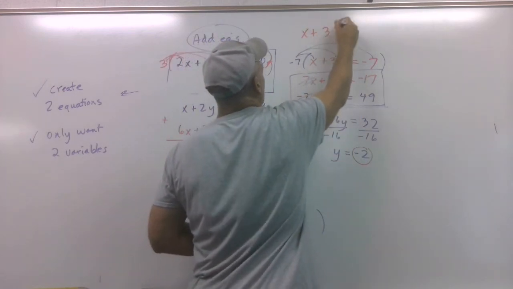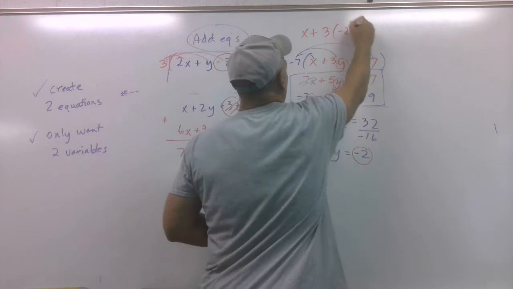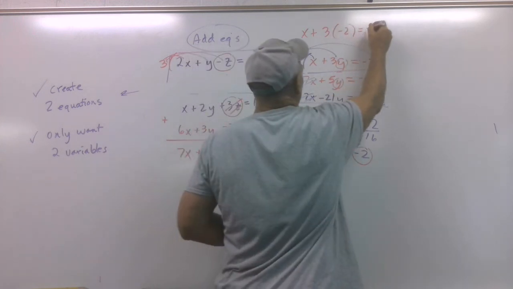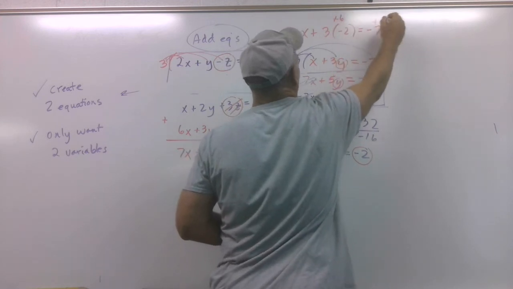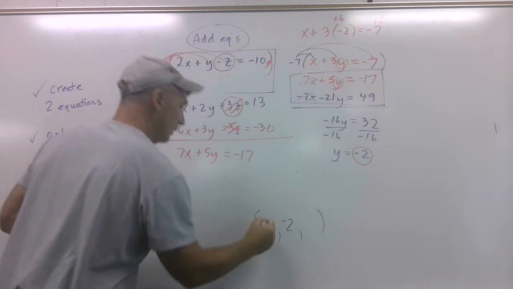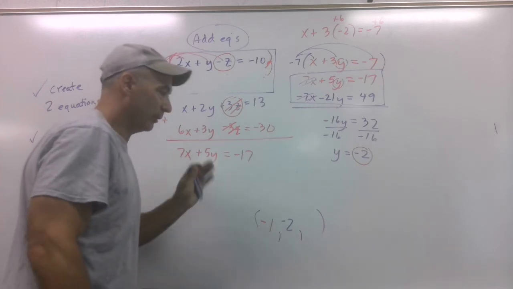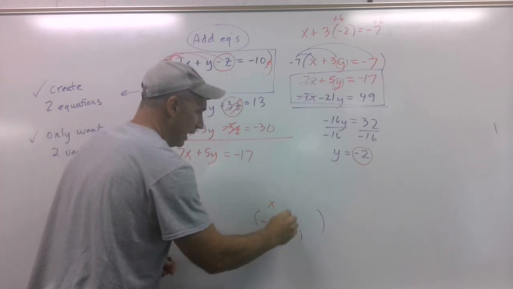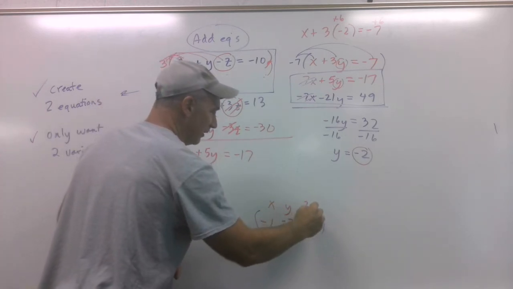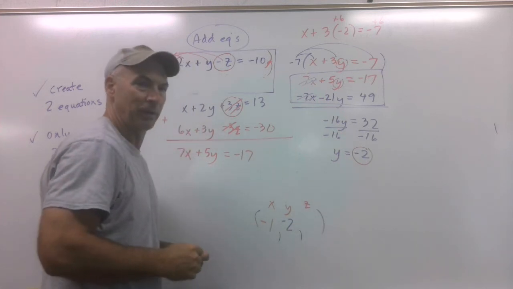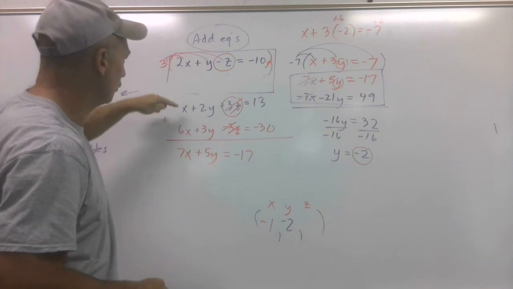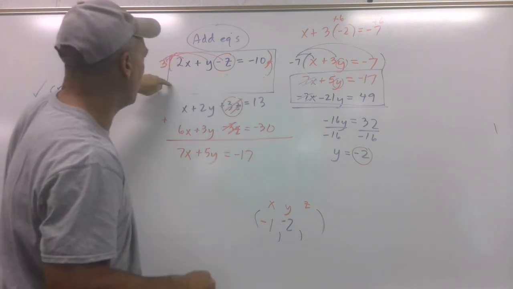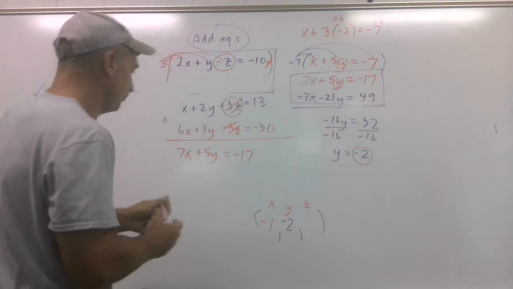X plus 3 times negative 2 equals negative 7. Now I know that's negative 6, so I'm going to add 6 and add 6. I know this is negative 1. So now my x is negative 1. Look, I know my x, I know my y, I just need to find my z. Where am I going to find that? Well, I can plug it into any one of the 3 originals. I'm going to use the top one.